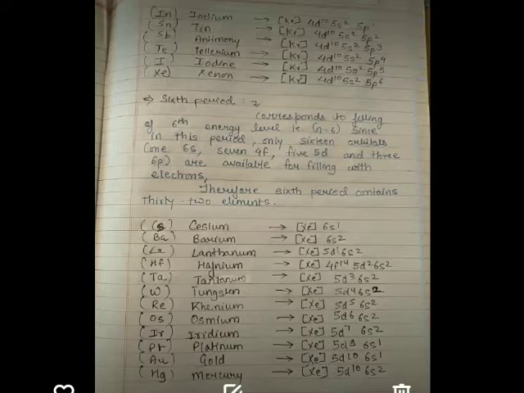Okay, now students, talking about the sixth period, it corresponds to filling of the sixth energy level, that is n equal to 6. In this period there are 16 orbitals, so it can accommodate a maximum of 32 electrons, which will represent 32 elements. These orbitals are one 6s orbital, seven 4f orbitals, five 5d orbitals and three 6p orbitals, and these are available for filling with electrons. Therefore the sixth period contains 32 elements.